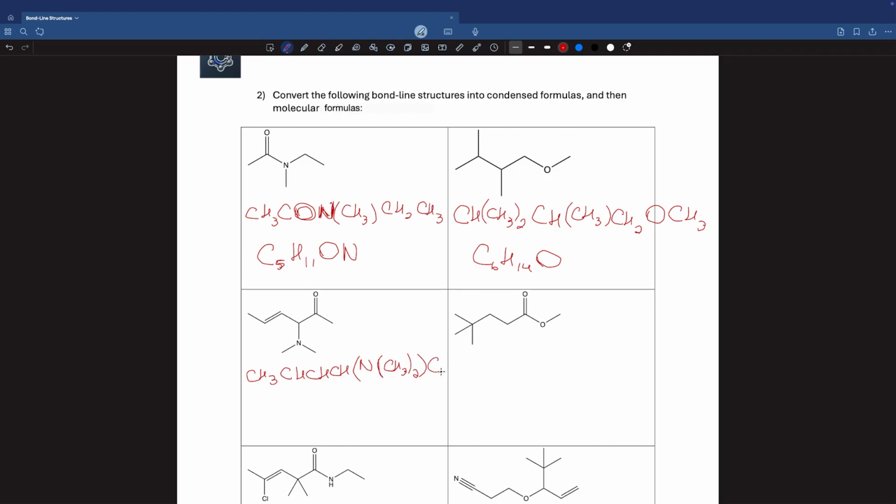The next structure is just C, and we have no hydrogens on this carbon because we already have 4 bonds, and then oxygen, and then CH3. Makes sense. And if you counted up your carbons, your hydrogens, your nitrogens, and your oxygen, you should get C8H15NO. Excellent.